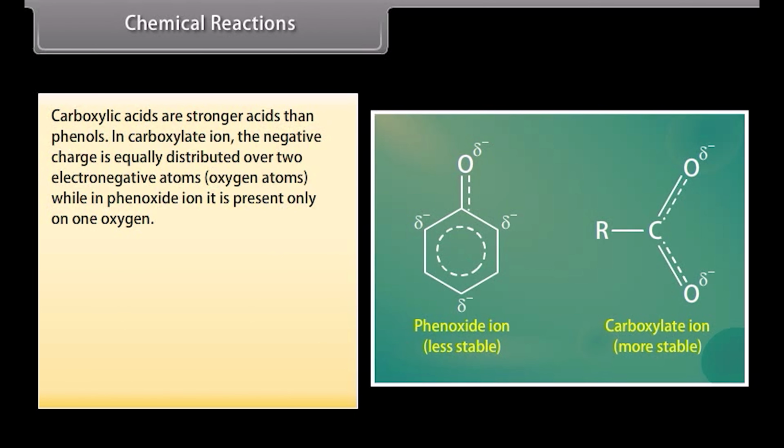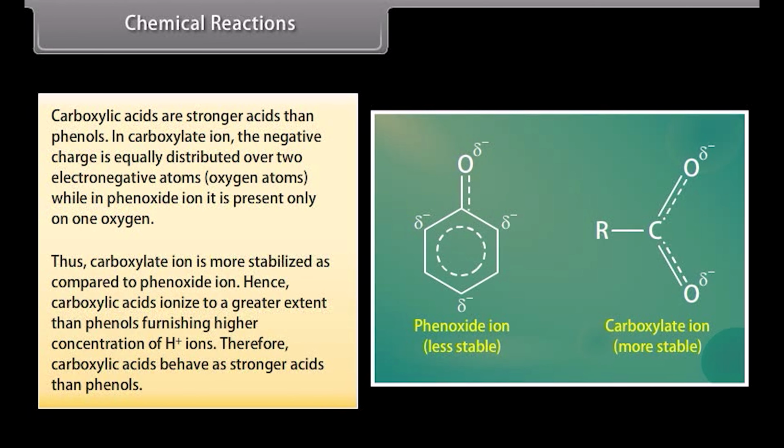In the carboxylate ion, the negative charge is equally distributed over two electronegative atoms, that are oxygen atoms, while in the phenoxide ion it is present only on one oxygen. Thus, the carboxylate ion is more stabilized as compared to the phenoxide ion. Hence, carboxylic acids ionize to a greater extent than phenols, furnishing a higher concentration of hydrogen ions. Therefore, carboxylic acids behave as stronger acids than phenols.